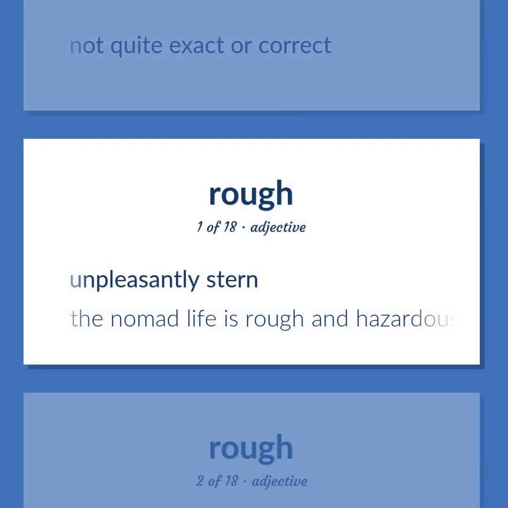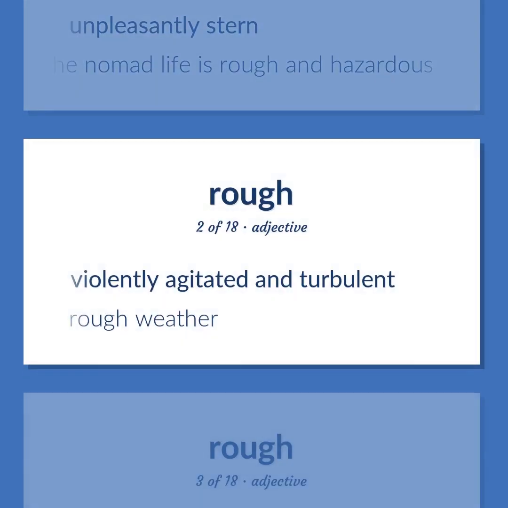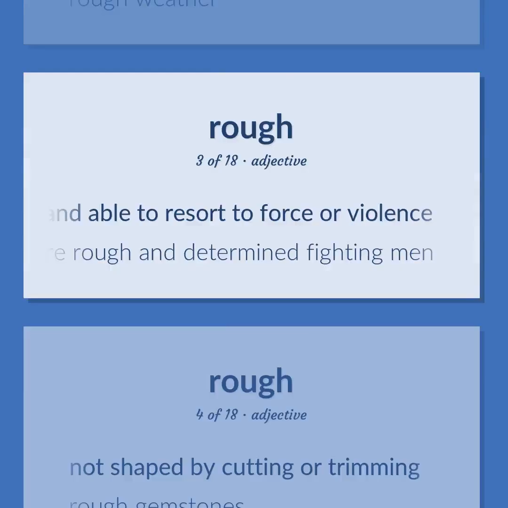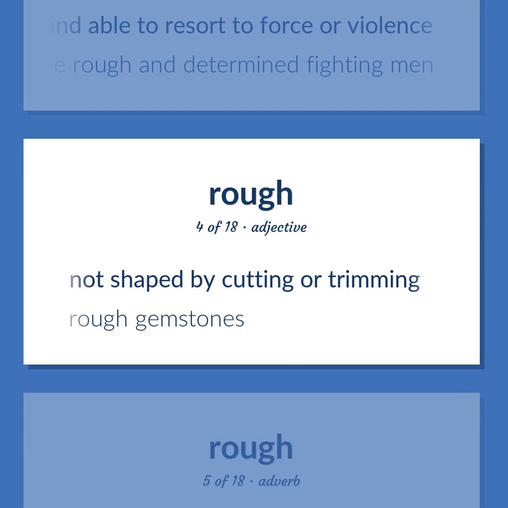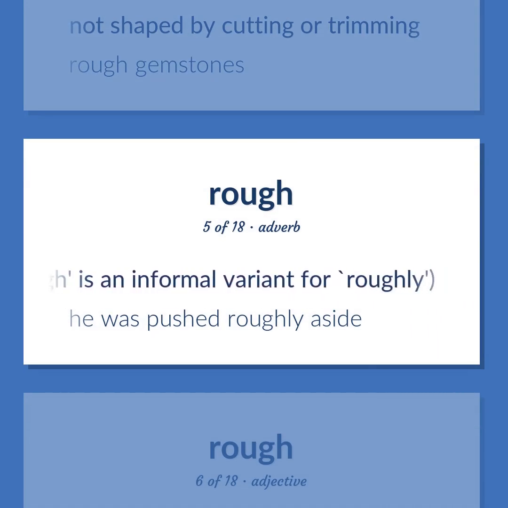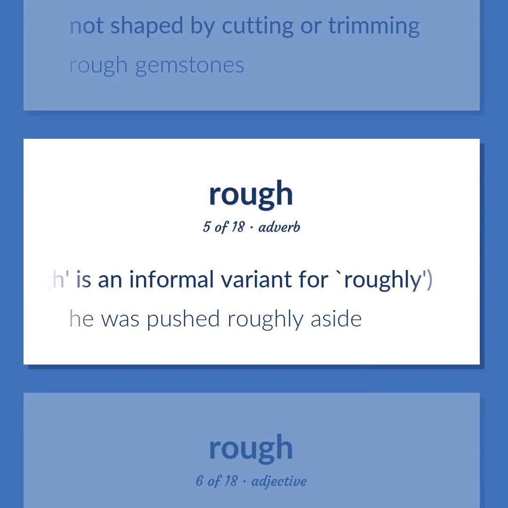Unpleasantly stern. The nomad life is rough and hazardous. Violently agitated and turbulent. Rough weather. Ready and able to resort to force or violence. They were rough and determined fighting men. Not shaped by cutting or trimming. Rough gemstones. With roughness or violence, rough is an informal variant for roughly. He was pushed roughly aside.